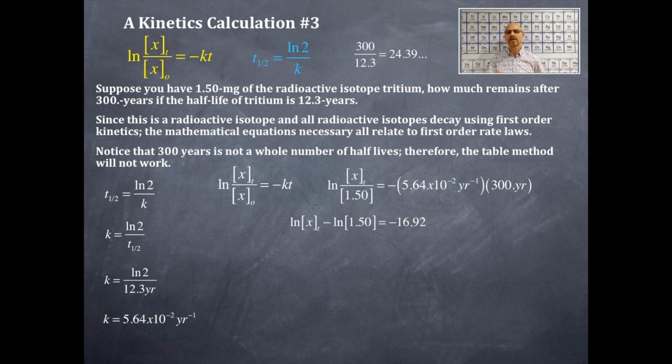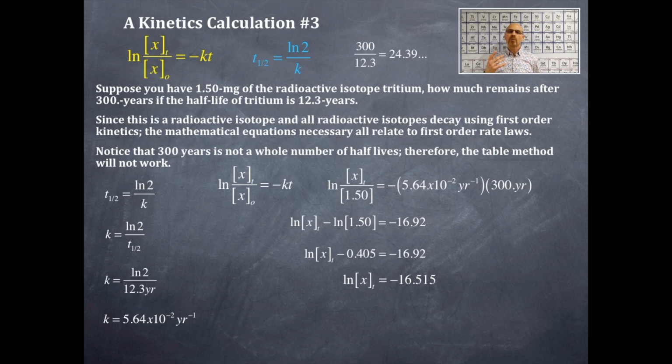So I've got natural log of x sub t minus natural log of 1.50 is equal to negative 16.92. That 16.92 is the product of k and t. Now the natural log of 1.50 is 0.405. I'm going to move that negative 0.405 to the other side with an addition problem. So now natural log of x sub t is equal to negative 16.515. I haven't done any significant figures here. I've just plugged in what's in my calculator.